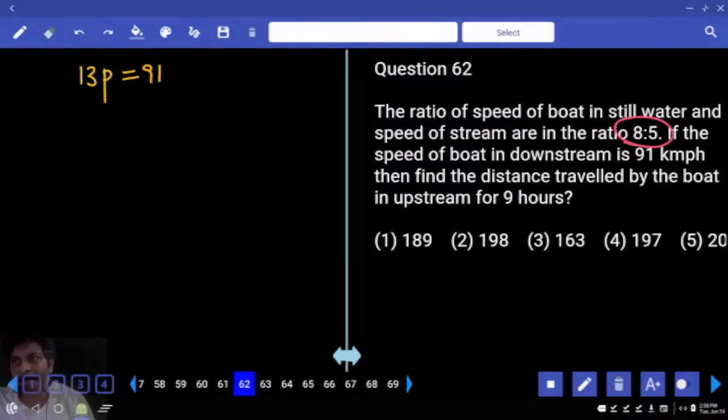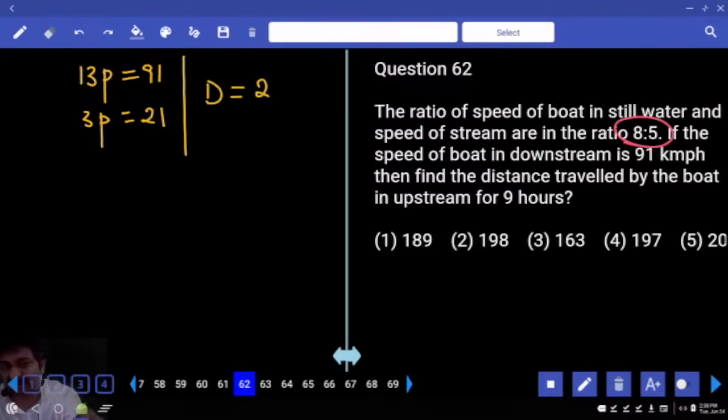Upstream speed, M minus S, 3 parts. 13 how many times is 91? You said 7. 3 into 7. Upstream speed is 21. We were asked to calculate distance covered in how many hours? 9 hours. 21 times 9 is 189. Over.